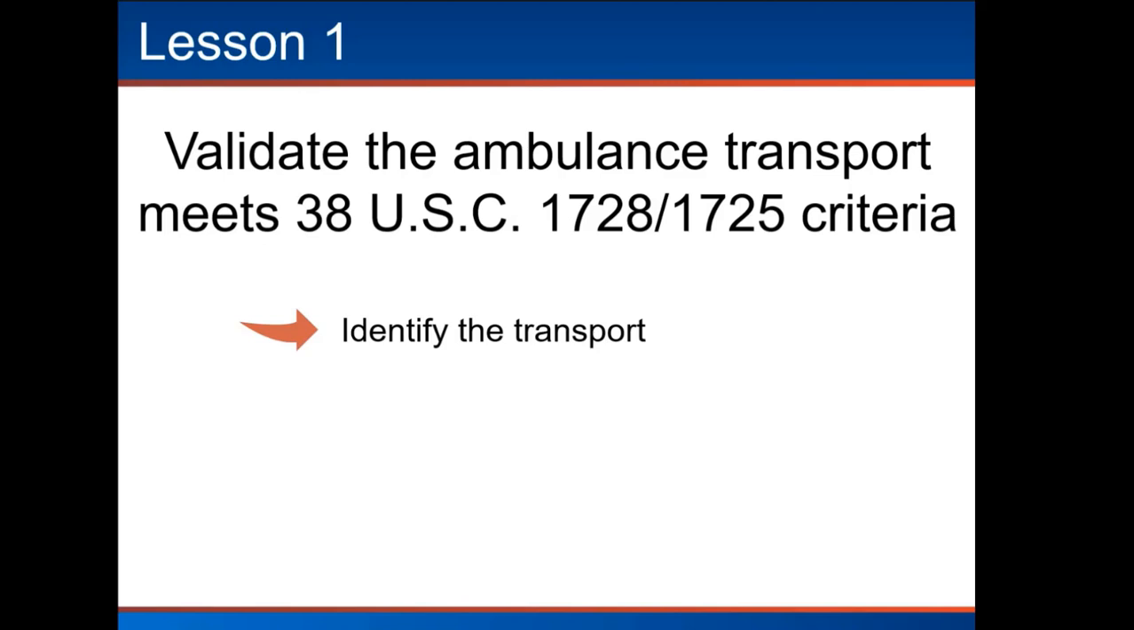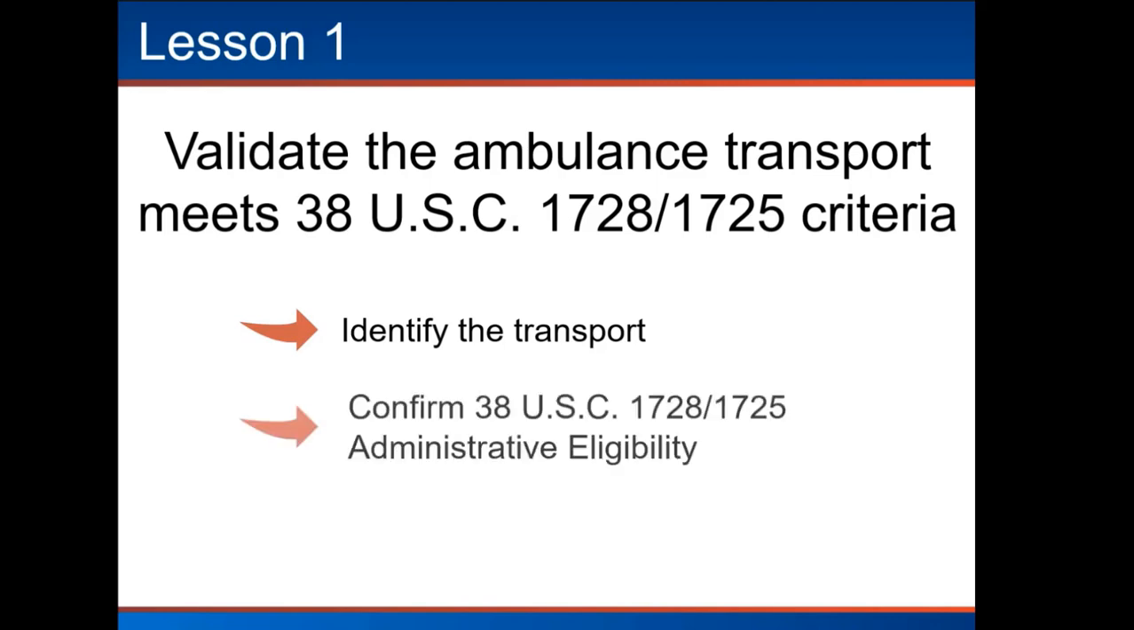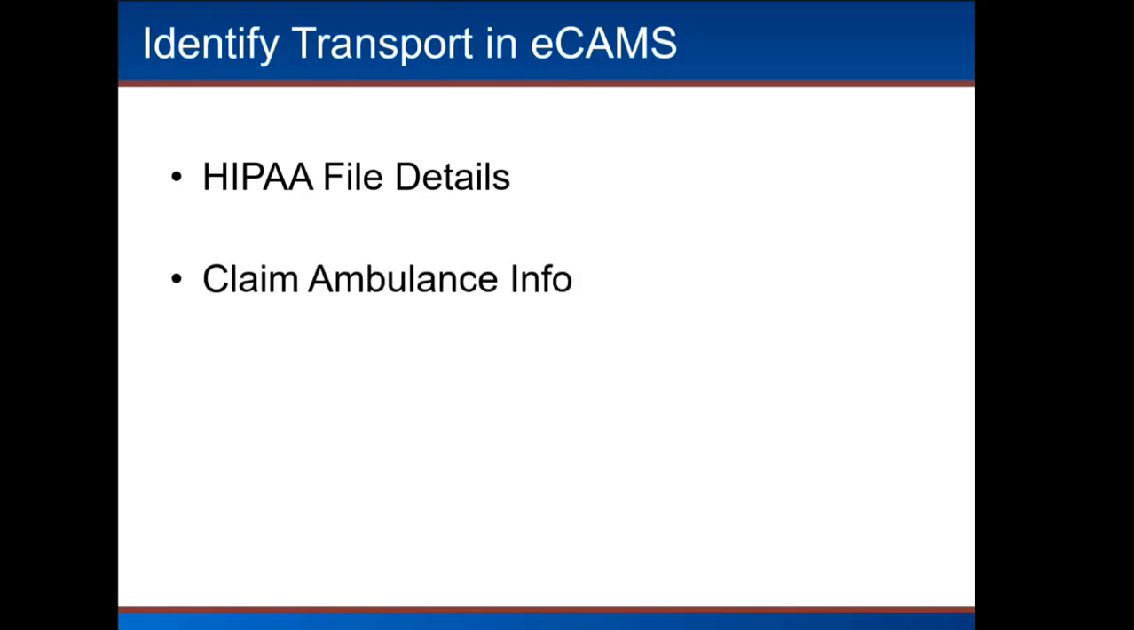1728-1725 criteria. In this lesson, we will discuss how to identify the transport and how to confirm that the 38 USC 1728-1725 administrative eligibility is met. Since 1728 and 1725 only cover emergent care, we must identify the transport to ensure the drop-off location was a non-VA facility. Here are some tools in ECAMS we can use: HIPAA file details, claim ambulance info, and the service line list with the modifiers.